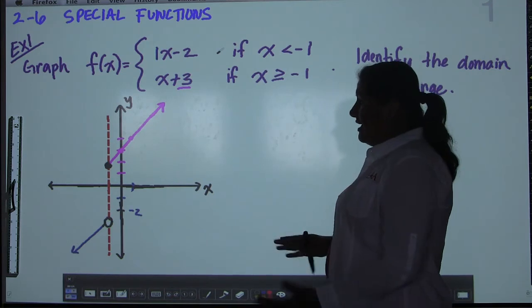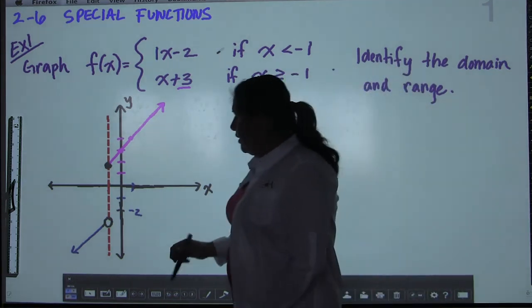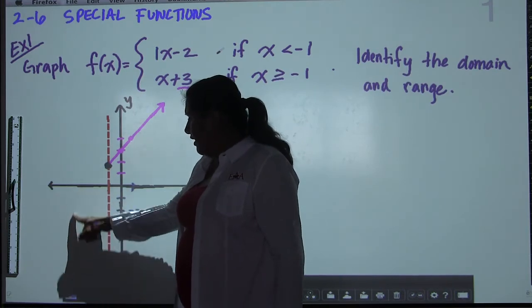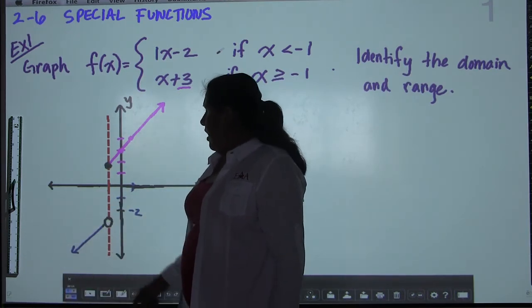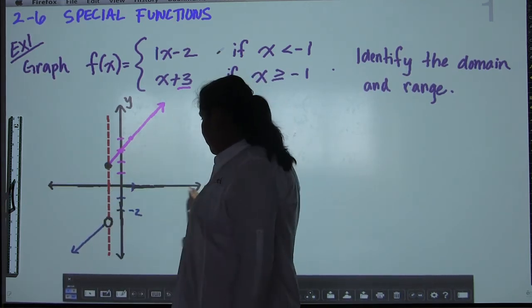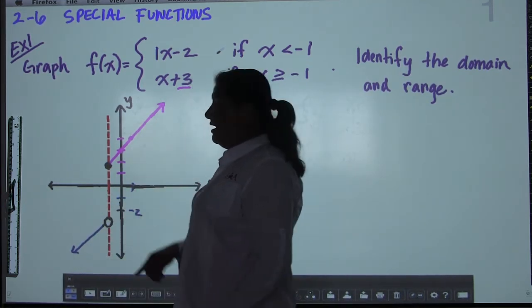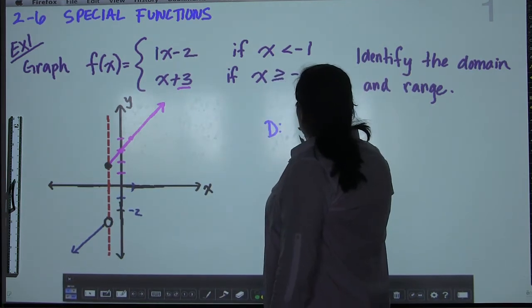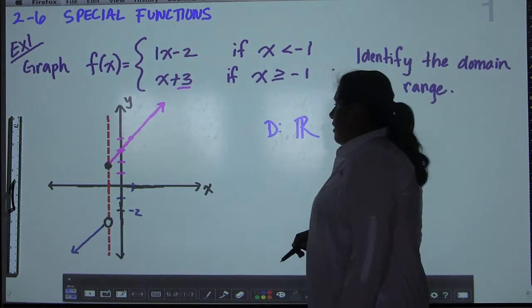Now, since all of the x values were accounted for, we know that when we're smaller than -1, we have x values that are valid here. When x is equal to -1, it's right there. And when x is greater than -1, we have the pink line that represents that. So for our domain, we get all reals. Everything counts.